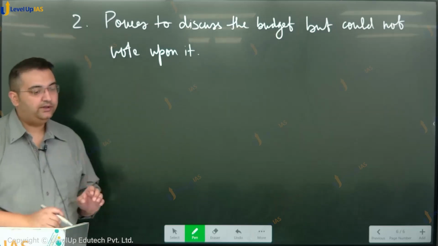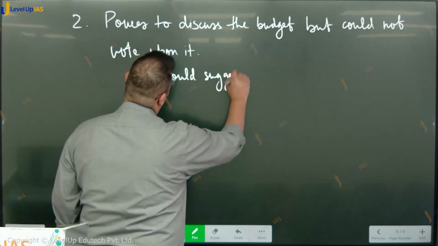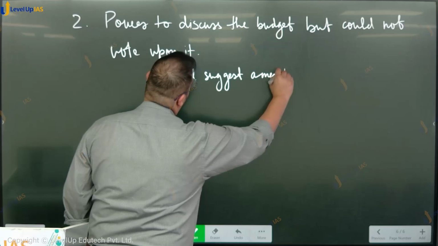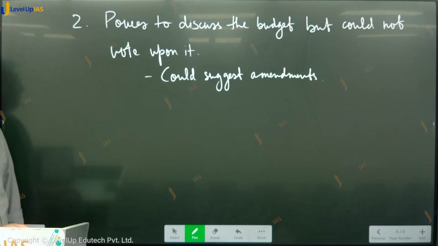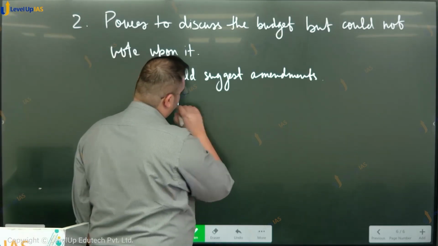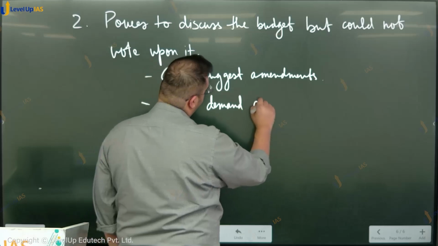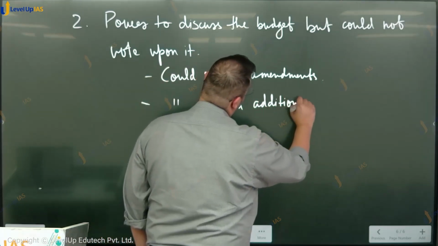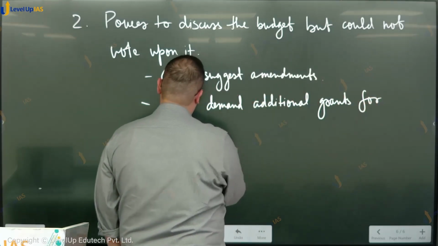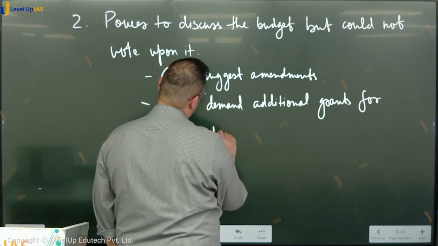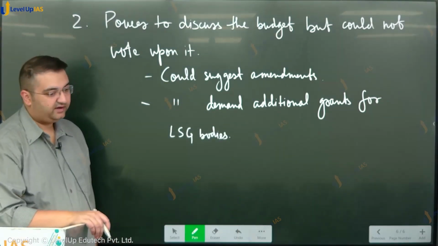Write down. They could suggest amendments to the budget and could demand additional grants for local self-governing bodies.